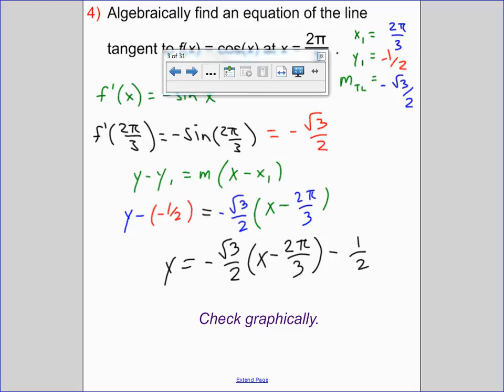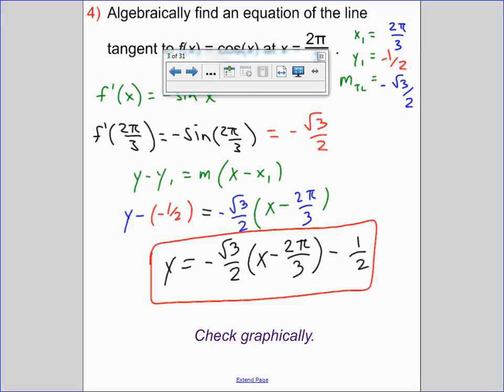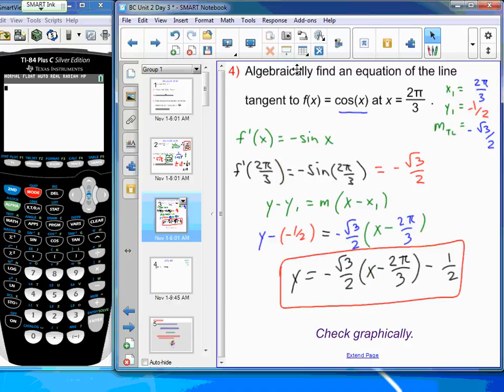So raise your hand if you had this. Did you get this for your equation? And you might have made it look different, but a quick check graphically should verify. So I'm going to go ahead and check graphically on my grapher. I'm going to make sure I'm in radian mode.